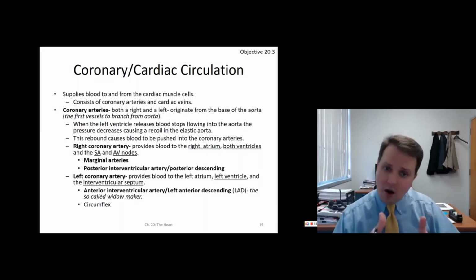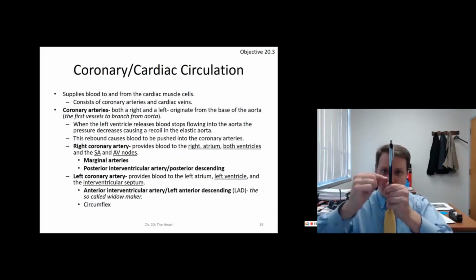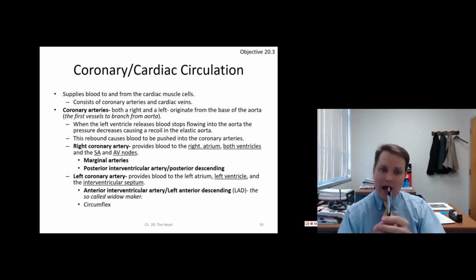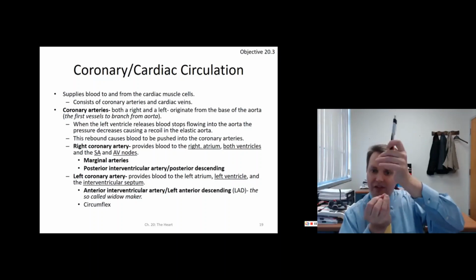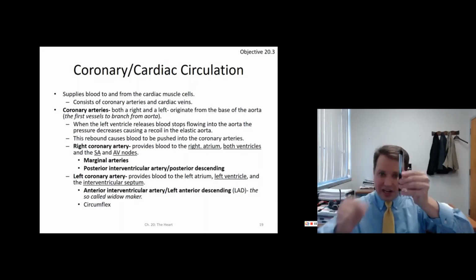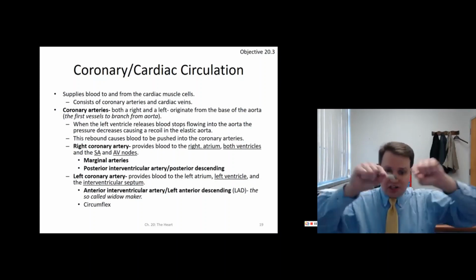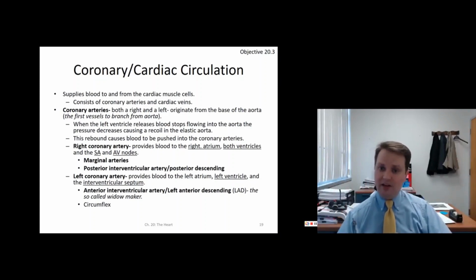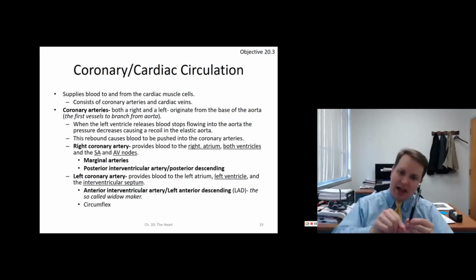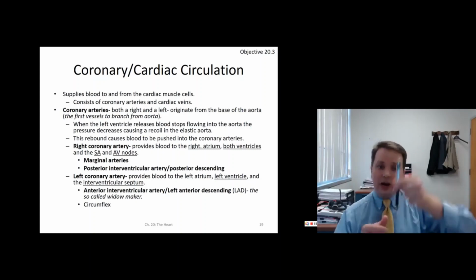Now the coronary arteries, there are 2 of them. There's a left one and a right one. They come off the base of the aorta. So when the aorta comes up, they come right off of it. And what happens is when the ventricle squeezes and blood goes up into the aorta and then the ventricle relaxes, the pressure in the aorta drops and the blood comes down, and the recoil of the aorta helps to push some blood down into the coronary arteries, giving that blood supply there. So that blood enters the right or left coronary artery.